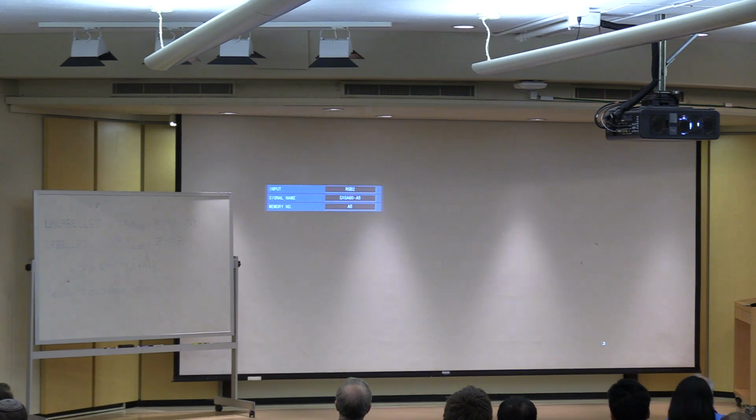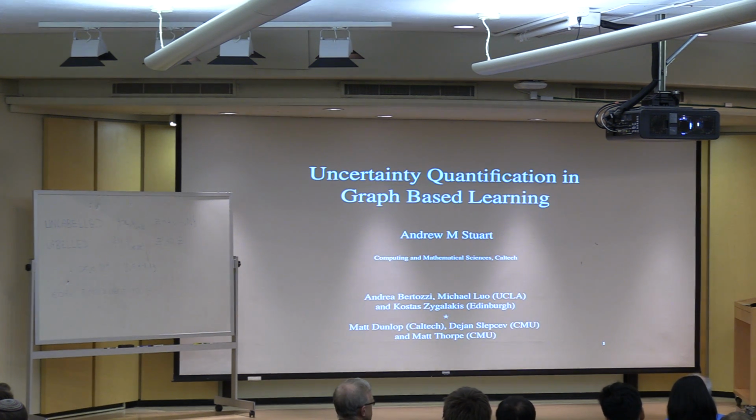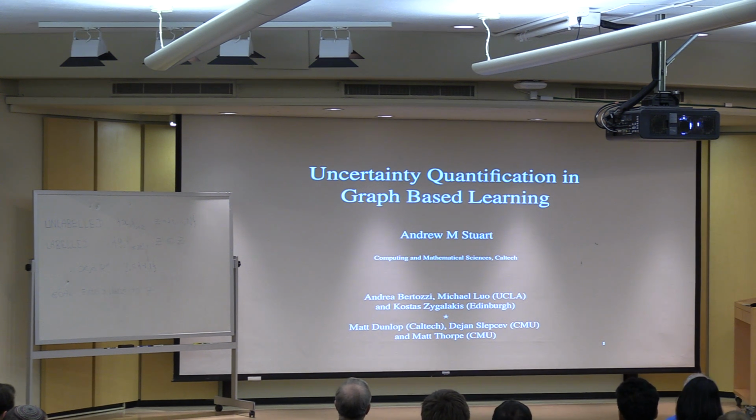And the second part of the work will be concerned with the large data limit of these machine learning algorithms. And this builds on work of Deanne Slepcher, who's at CMU, one of his postdocs, Matt Thorpe, and Matt Donlock, who's also at Caltech. So those are the two primary things I'll be doing. And in the second part of the talk, I'll be making connections between graph-based learning and optimization problems in differential equations, partial differential equations.